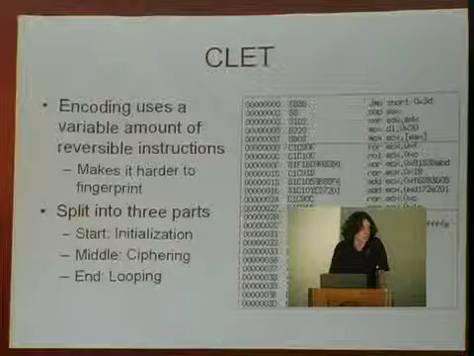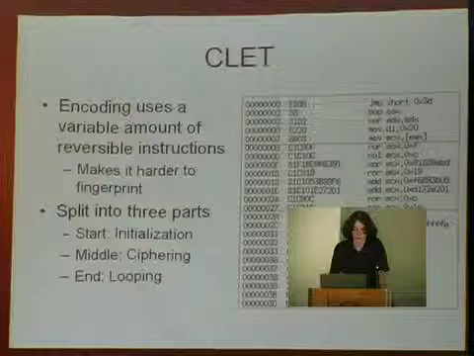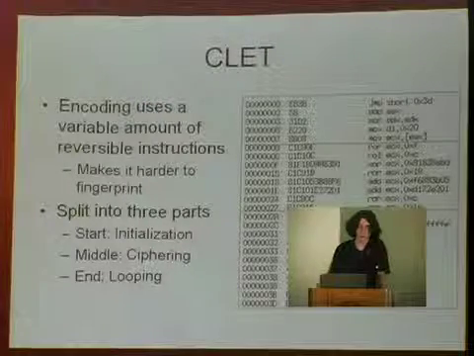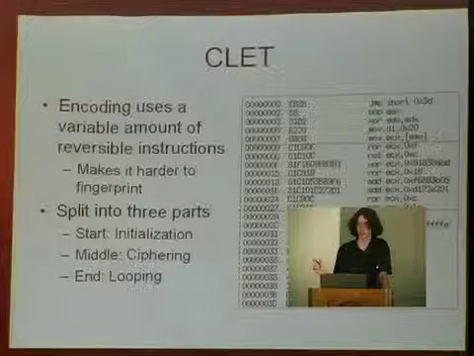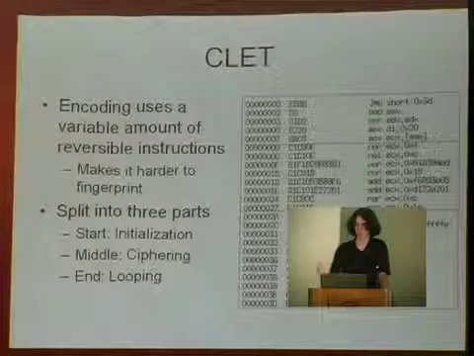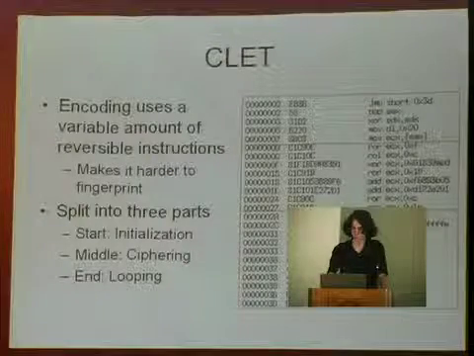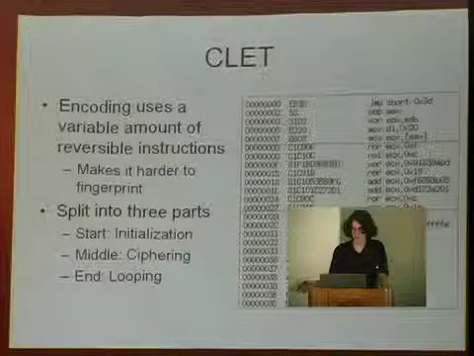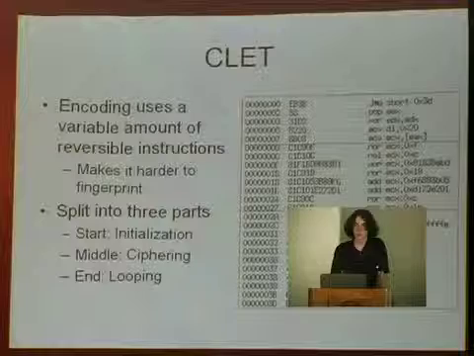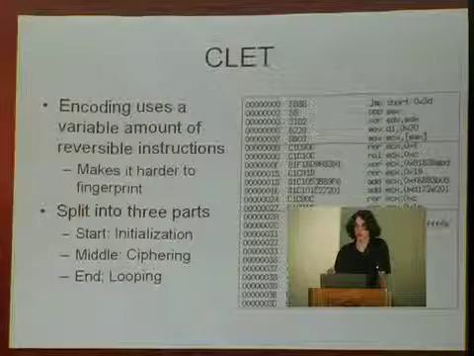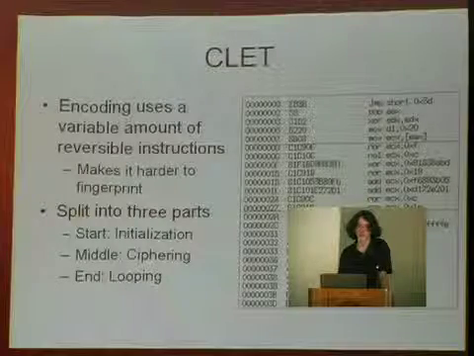Okay, now we move on to CLET. And CLET, like I said, uses a variable number of reversible instructions, which means instead of just using XOR, they can use multiple instructions. In this case, they use ROR, or ROL, XOR, ROR, add, ROR, which, if IA32 assembly means absolutely nothing to you, basically, they use around 8 different instructions to encode this.